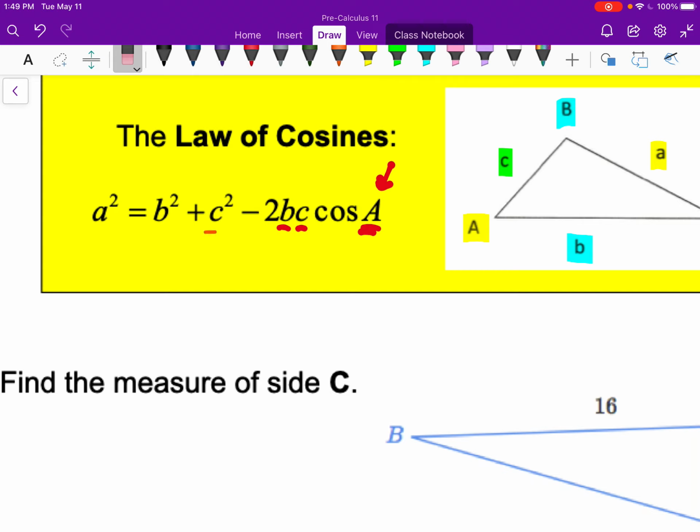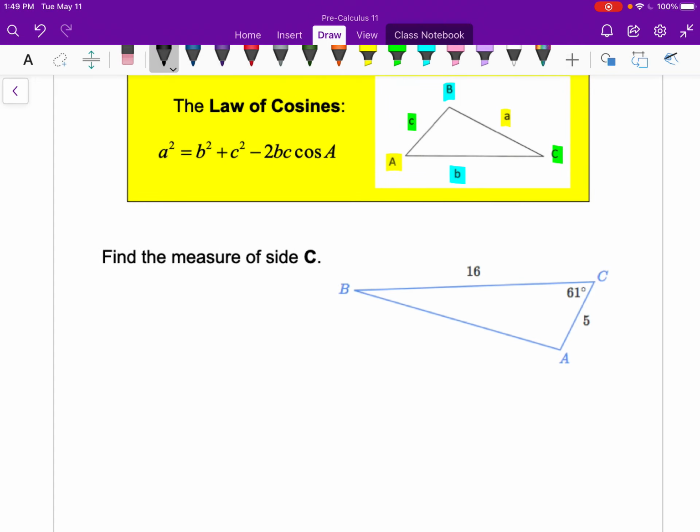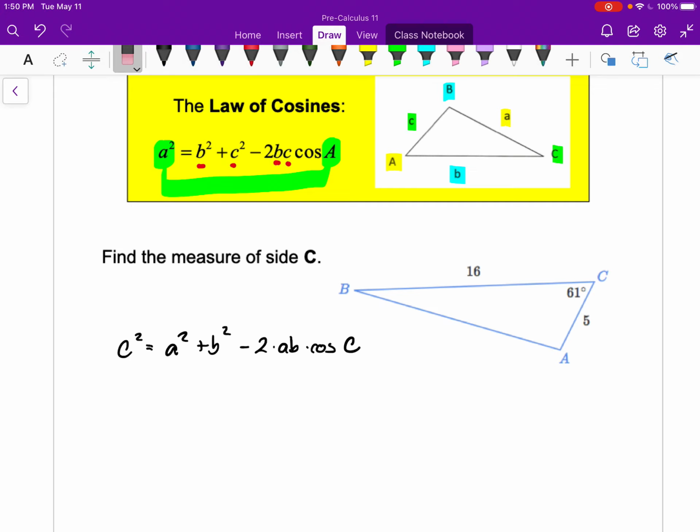Looking at the question here, I want to find side c. So I can set this up by saying c squared equals my other two sides squared, so a squared plus b squared, minus 2 times, and notice whatever comes next are the same two sides we had here. So in my case, it's going to be a times b again, times the cosine of the angle opposite from the side we're trying to find. In this case, it's angle C. In fact, I'm going to make this c squared more obviously lowercase right here.